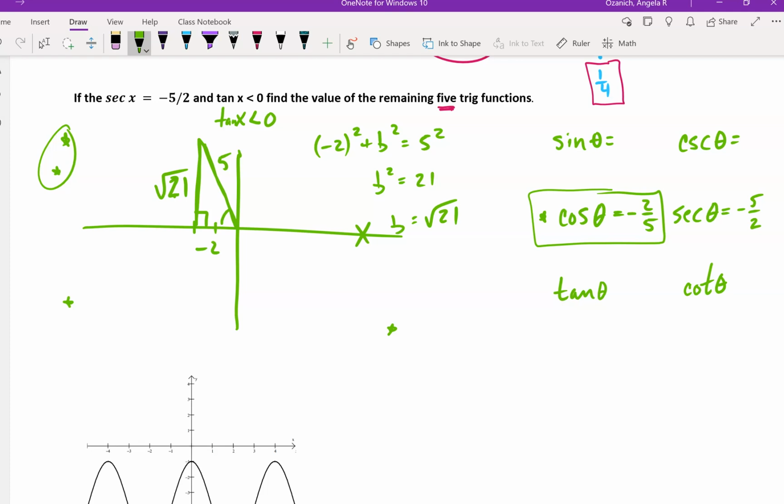But here we go. All right. Sine should be root 21 over 5, which makes the cosecant 5 root 21 over 21 when you rationalize the denominator. Tangent should be negative. It looks like it's going to be root 21 over negative 2, opposite over adjacent. So root 21 over 2, that's going to be negative, which makes our cotangent, I'm going to write it right down here, negative 2 root 21 all over 21. That does not simplify. And there are all of your trig functions.